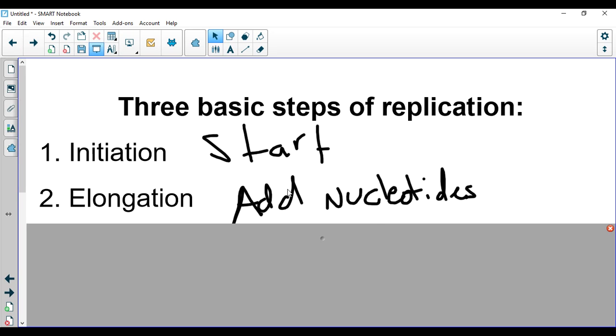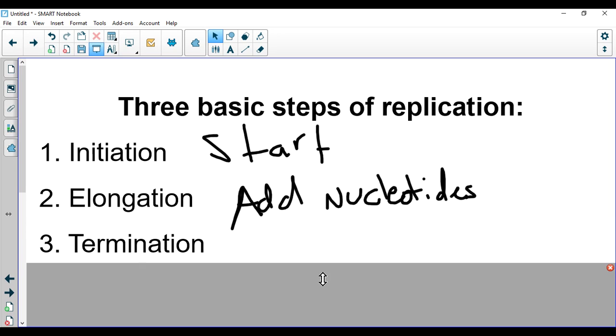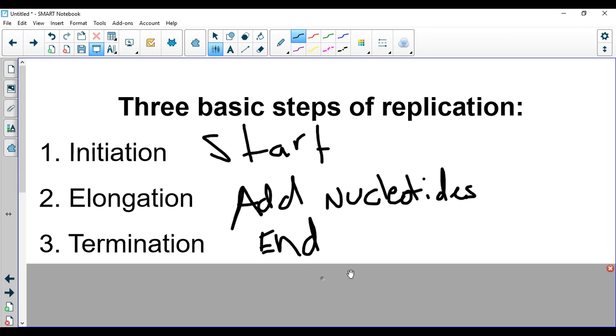Now, there's a certain time when we run out of that DNA, and that basic step is termination. That's the end, right? So that's when we stop making new DNA. That's when we run out of things to add. We don't need them anymore. So if you don't have any more DNA, it's called termination.